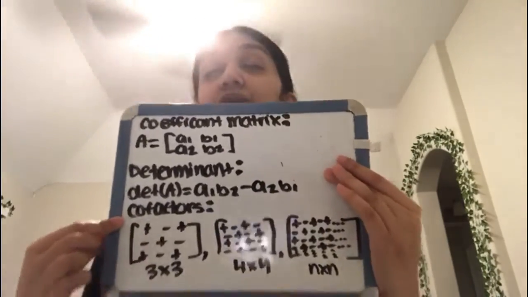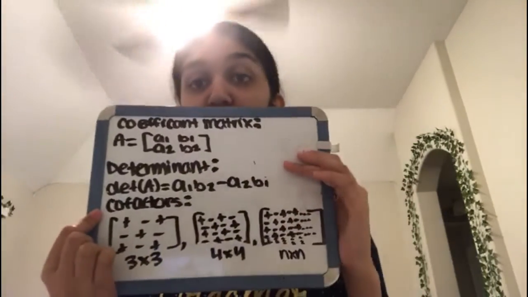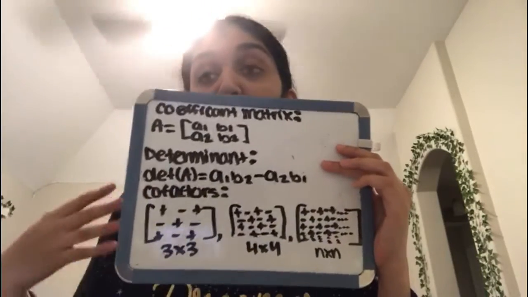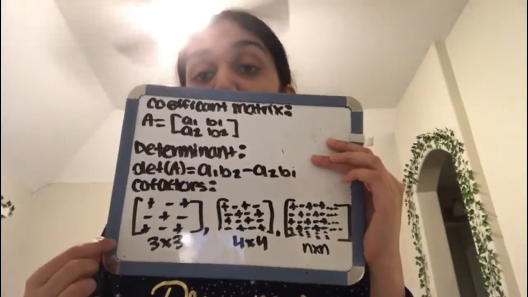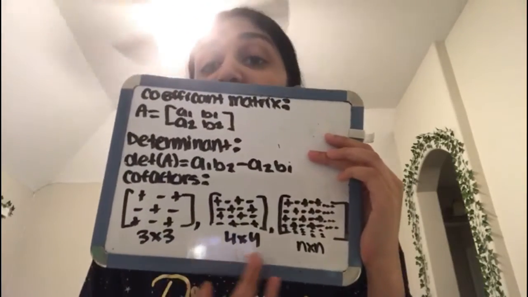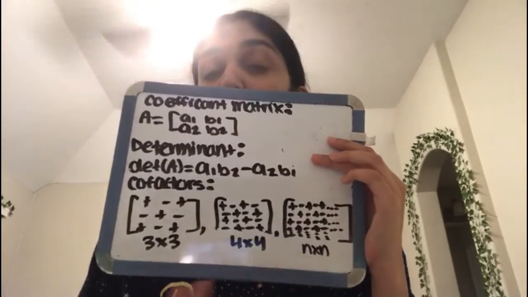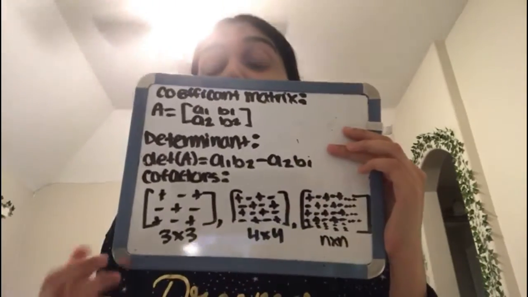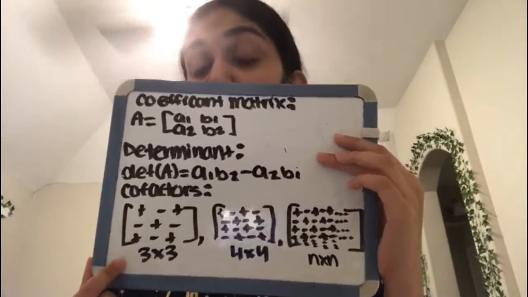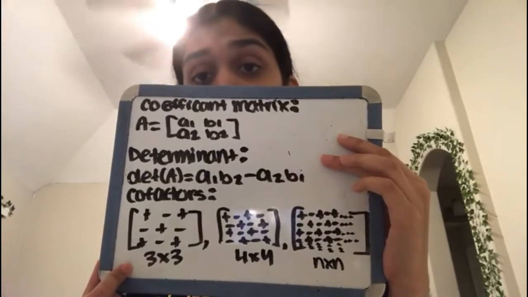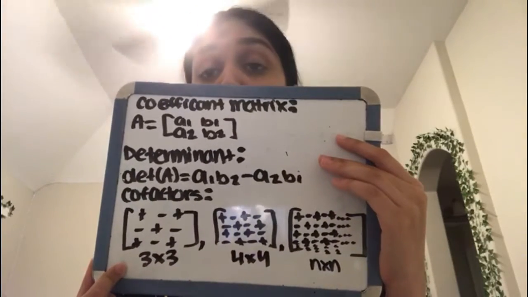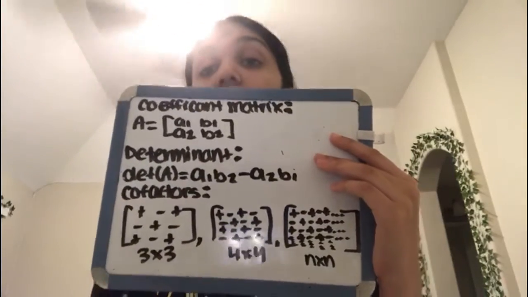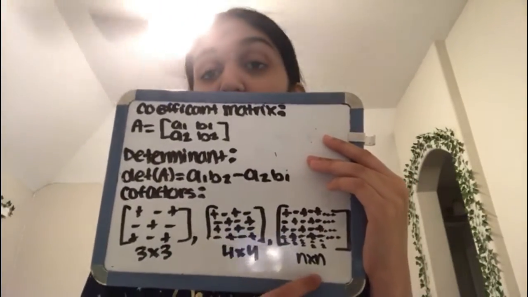The cofactors are very important to learn about because you're going to be using them too. I'm going to be showing you an equation that involves cofactors. There are different numbers of rows and columns you'll be dealing with. The most common one we're going to be doing in this video is the 3 by 3 matrix, and then we have the 4 by 4 matrix, and then the n by n.